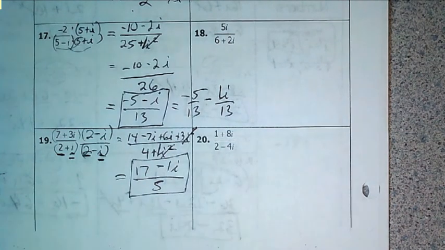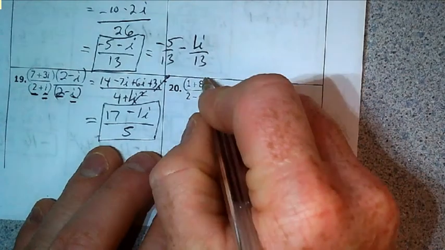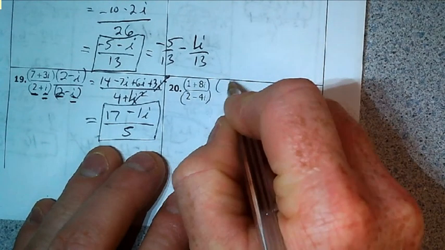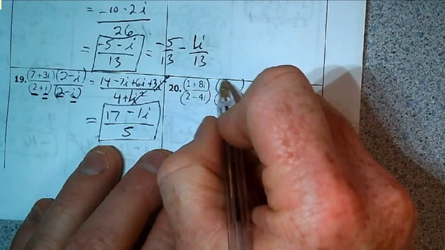Alright, I'm going to pause here, and we're going to do some more practice. Alright, this will be the last one that we put on video. So, John, make sure you're focused on this right here. Alright, so we're going to multiply the numerator and denominator by the conjugate of 2 minus 4i, 2 plus 4i.